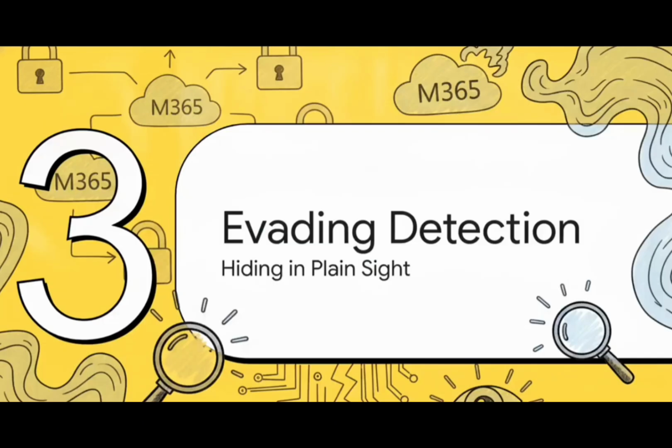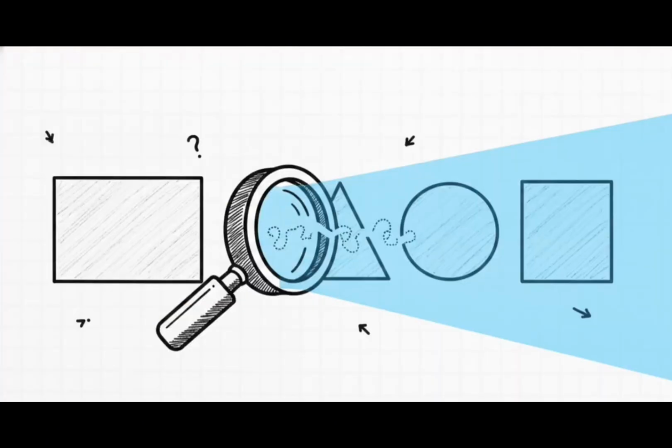Section 3. Evading security detection, hiding in plain sight. These attackers didn't just design a clever psychological trick. They built a highly polished phishing kit specifically engineered to evade automated detection. Now, what's really interesting about this evasion strategy is the deep irony of it all. They rely on the invisible.